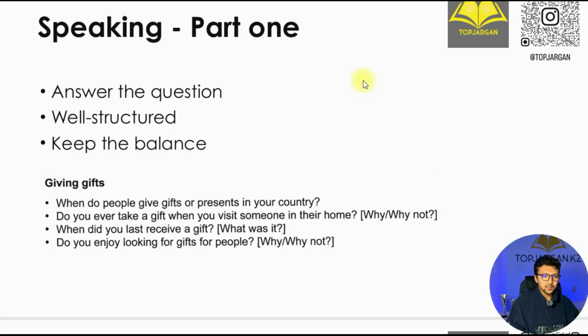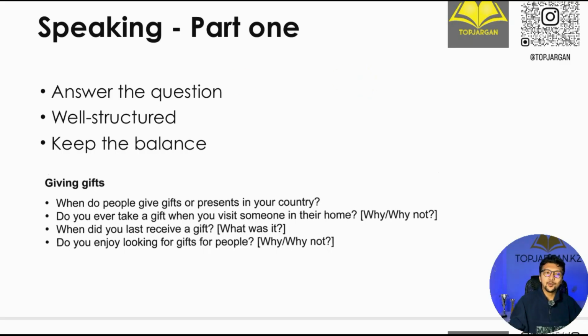It's about giving gifts. When do people give gifts or presents in your country? It's particularly about your country. Do you ever take a gift when you visit someone in their home? It's about your experience, right? When did you last receive a gift? It's your experience. Do you enjoy looking for gifts for people? It's again about you. So they mostly ask questions about you, okay?